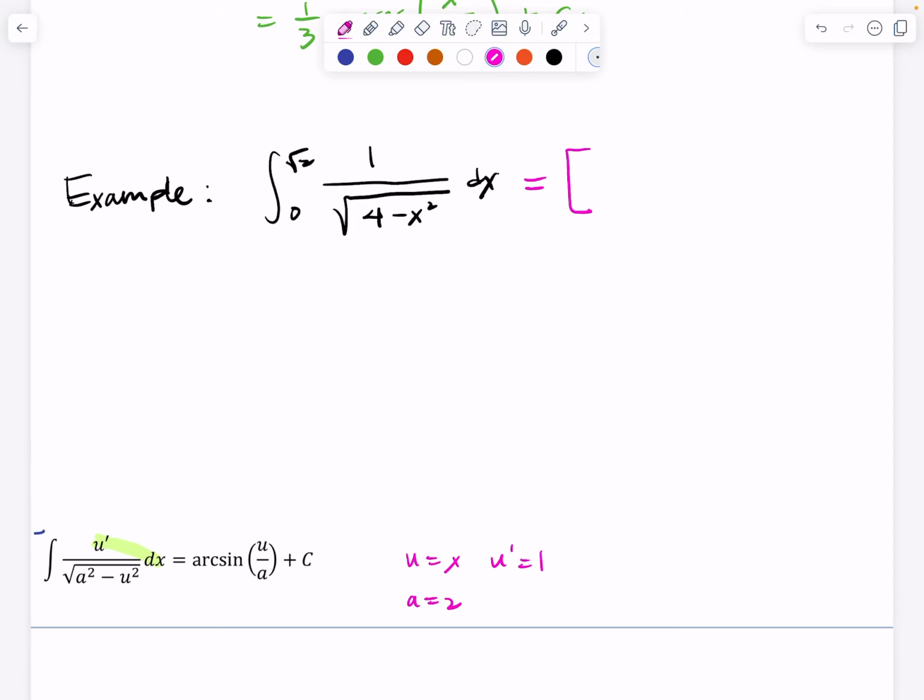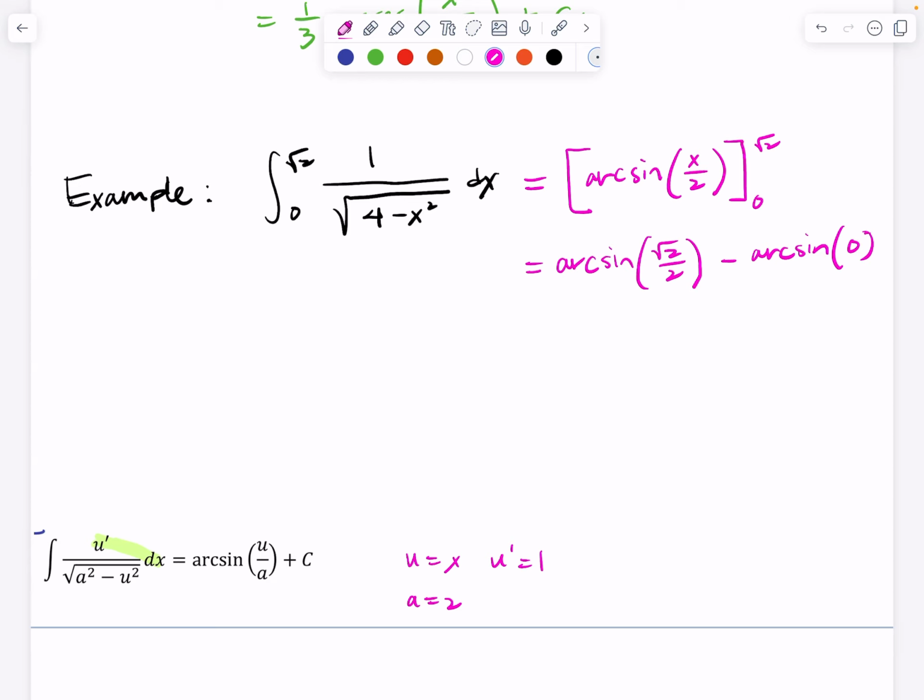So the antiderivative would be arc sine of x over 2. Don't need the plus c because this is a definite integral, and then we can apply the first fundamental theorem of calculus. So arc sine of root 2 over 2 minus arc sine of 0, and I think arc sine of root 2 over 2 is going to be pi over 4, and then arc sine of 0 is 0, so it just ends up being equal to pi over 4.